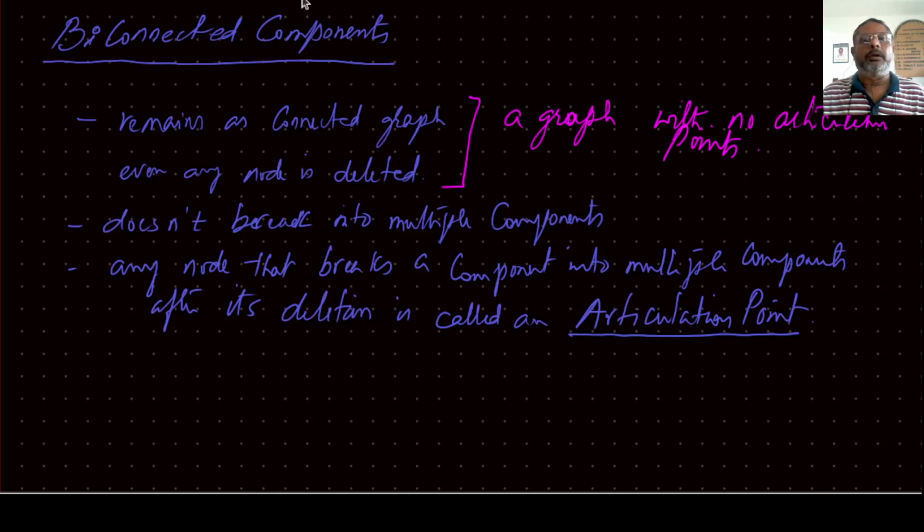Hello friends. Now let's look in detail at what a bi-connected component is. As per the definition, a graph is called bi-connected if it doesn't have any articulation point. What is an articulation point? It's a node in the graph that, if it is removed from the graph, then the graph will break into multiple pieces. Such a node which breaks a graph into multiple graphs after its deletion is called an articulation point.